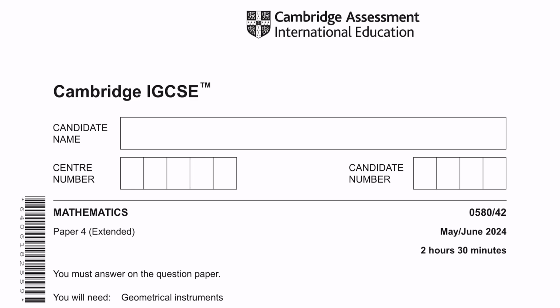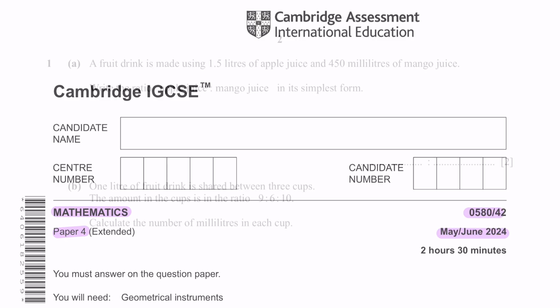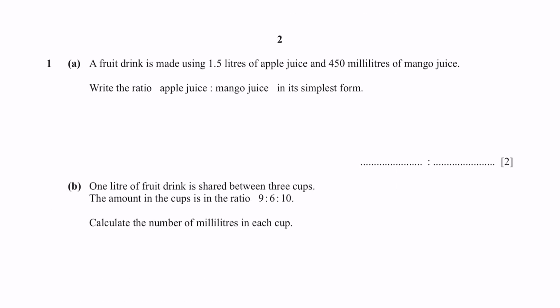This video is a tutorial for Mathematics Paper 4, Variant 4-2 from the May June 2024 examinations. Question 1a. A fruit drink is made using 1.5 liters of apple juice and 450 milliliters of mango juice. Write the ratio of apple juice to mango juice in its simplest form.